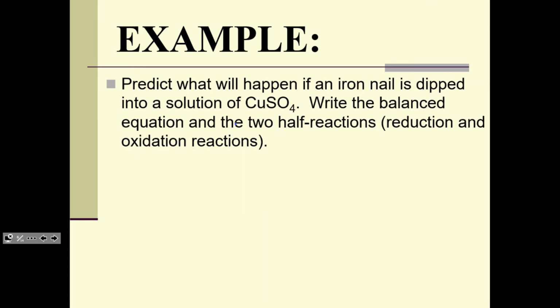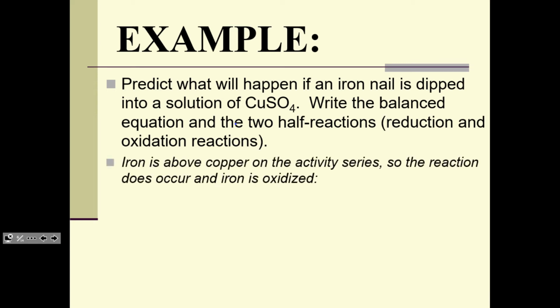So predict what will happen if an iron nail is dipped into a solution of copper sulfate. Write the balanced equation and the two half reactions. Well, first thing we need to know is that iron is above copper on the activity series. So the reaction actually does occur, and iron is oxidized. So Fe is dipped into a solution of copper sulfate.